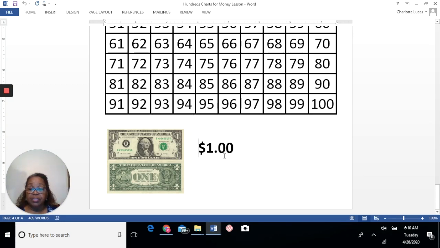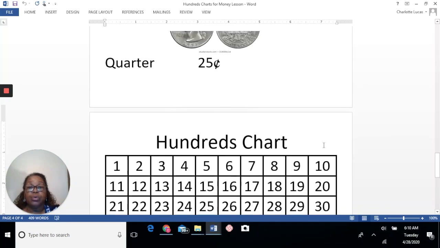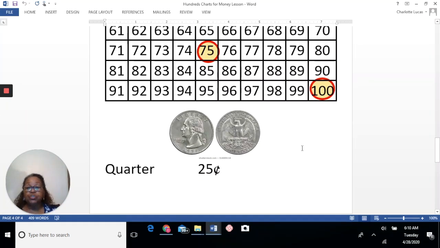So if we're working with dollars, we're working with the dollar sign and a decimal. Everything to the right of the decimal is cents or change. Everything to the left of the decimal is whole dollars. If we're working with a dollar, we need a dollar sign and we need the decimal. The other values that we're going to be working with are quarters, dimes, and nickels.